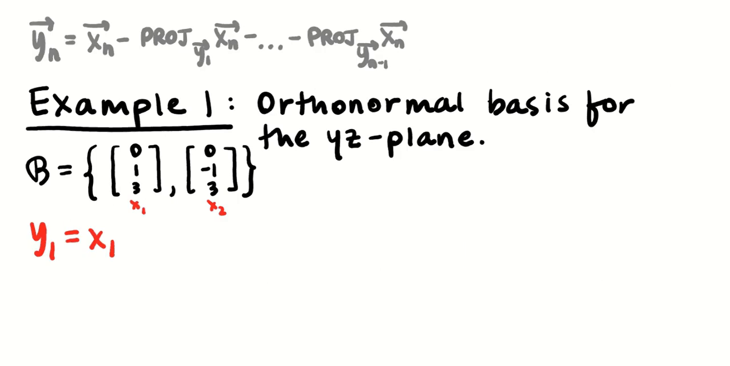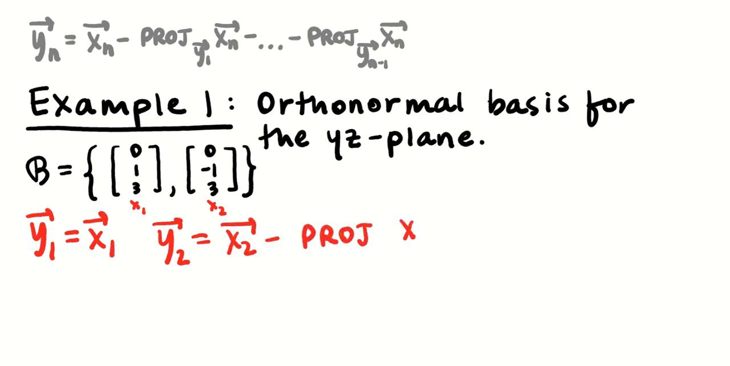All right, that's better. And so y1 is going to equal x1, and y2 is going to equal x2 minus the projection of x2 onto y1. Okay? So that's going to be 0, -1, 3 minus the projection of x2 onto y1. Okay, I'll bring the projection formula back.